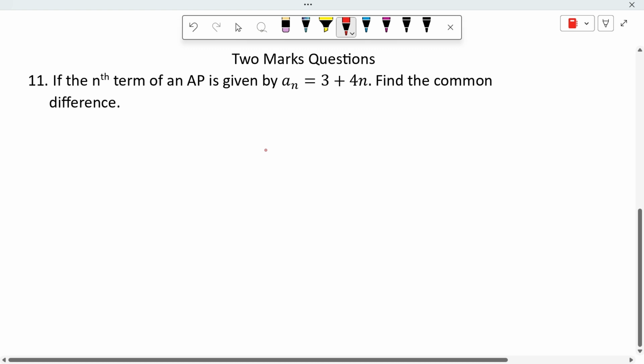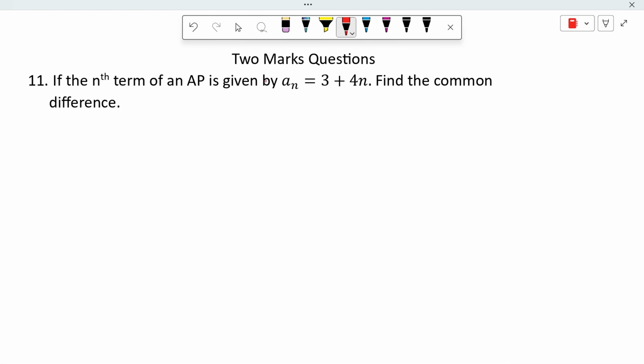Now we are going to solve some of the important questions from 2 marks. If the nth term of an AP is given by an is equal to 3 plus 4n, find the common difference. So we know common difference is nothing but the difference between two consecutive terms. So for that I need a1 and a2. Then only I can find d as a2 minus a1, isn't it?